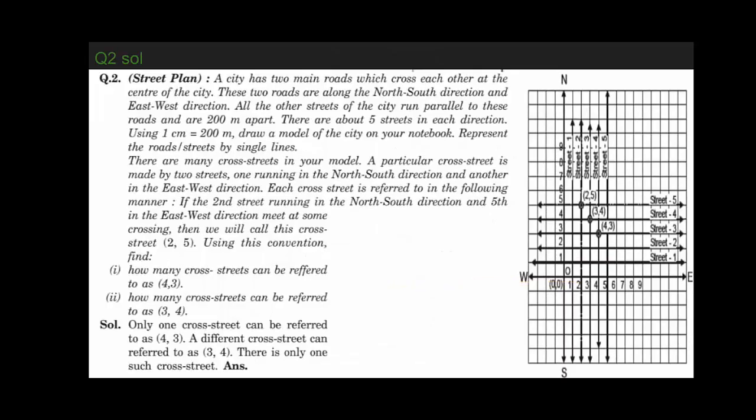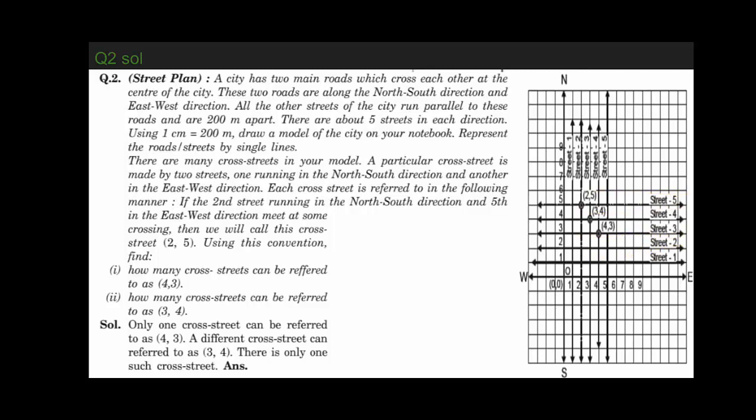In question number 2, we have two streets which are running in the north-south direction and east-west direction. So these are the two streets. Inside those streets we have another 5 streets which are running in that direction. As you can see in the figure, street 1, street 2, street 3, street 4, street 5. In the north-south direction, 5 streets are running. And in the east-west direction we have another 5 streets.